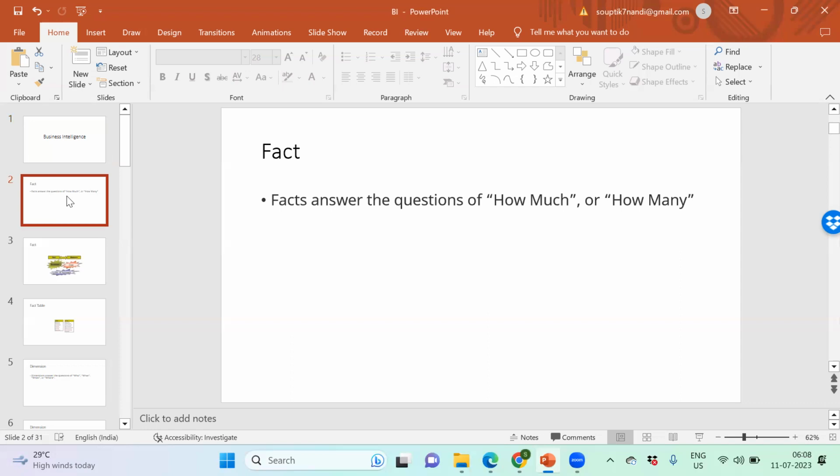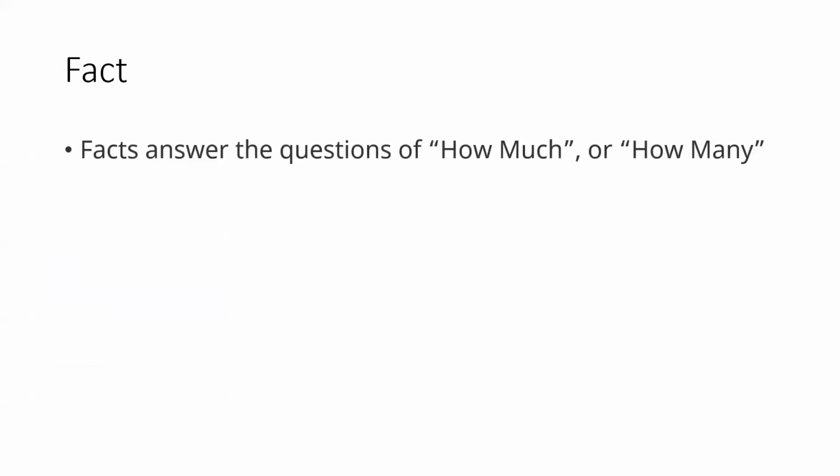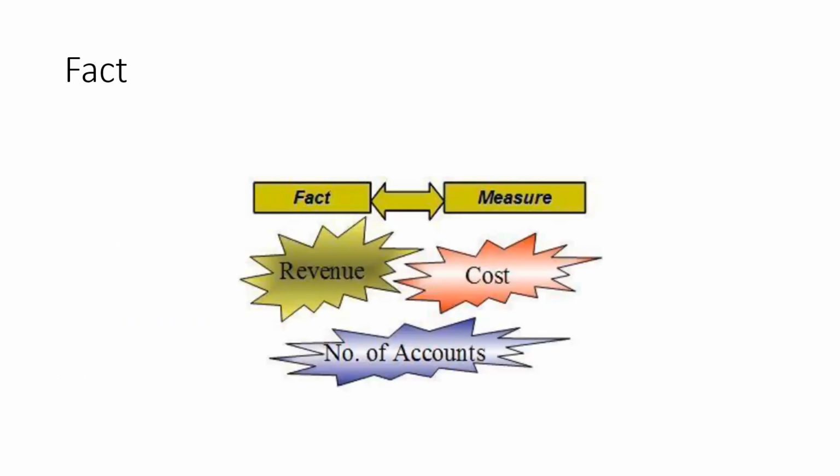While storing the data in data marts, a table can be a fact table or a dimension table. The fact table consists of fact data and the dimension table consists of dimension data. Now, what is fact data? Facts are generally numerical in nature. Facts answer the questions of how much or how many. As you can see on my next slide, revenue, cost, and how many accounts are involved are called fact information. They can also be called measures, because we are measuring them.